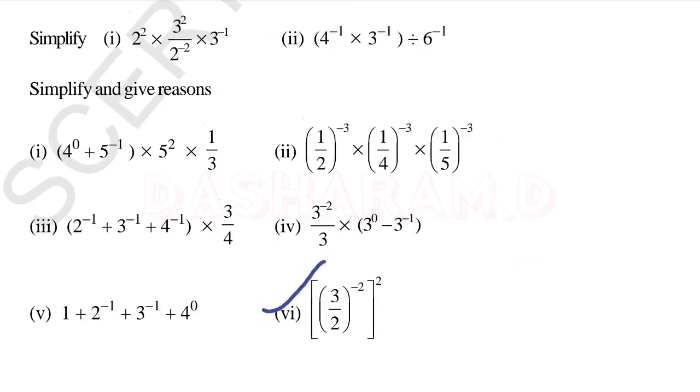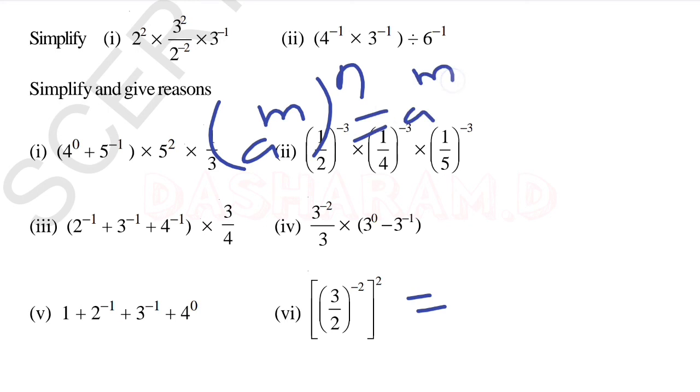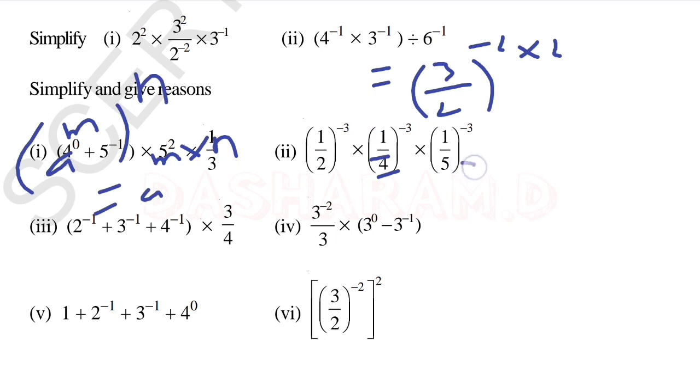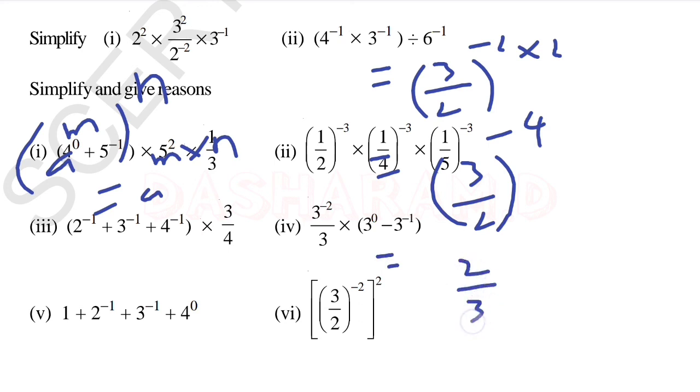Next, sixth problem: (3 by 2 whole power minus 2) whole power 2. So he gave two powers. Here we can apply one formula: (a to the power of m) whole to the power of n equals a to the power of m into n. Using this formula, 3 by 2 whole power minus 2 into 2, which is minus 4. Now it is a negative power, so its answer is 2 by 3 whole power 4.